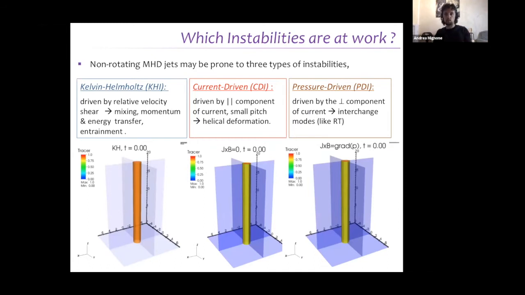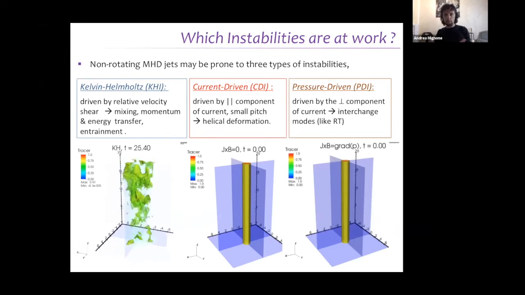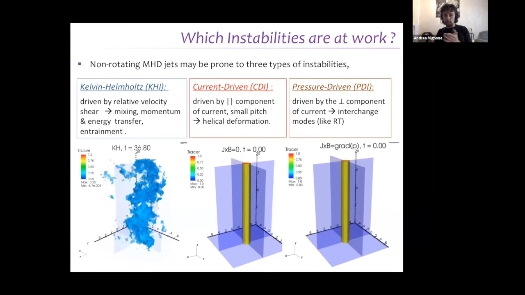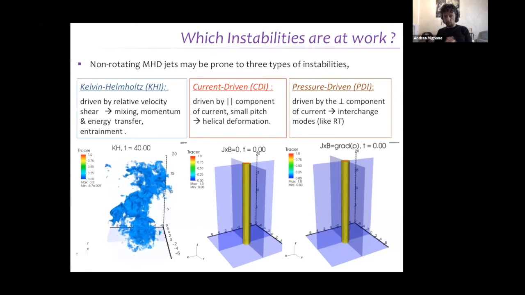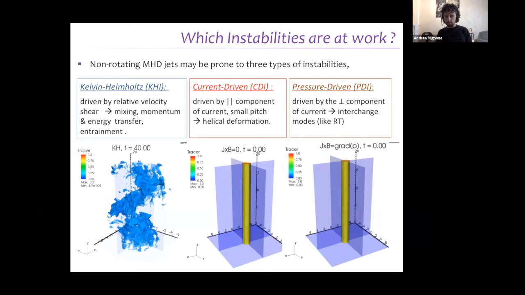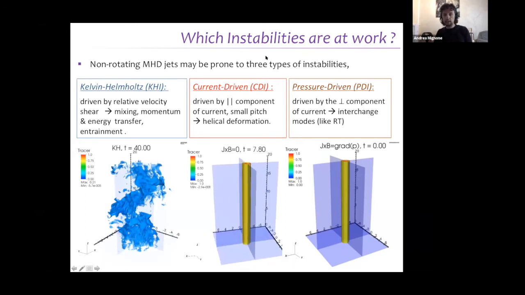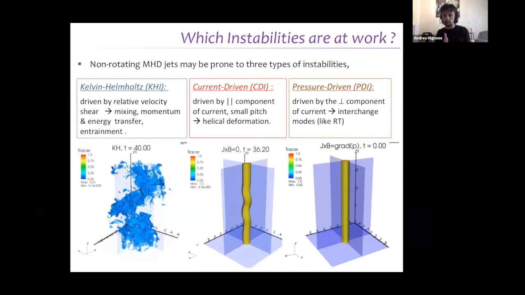Very broadly speaking, we can recognize three sets of instabilities. The Kelvin-Helmholtz instability, which is driven by the relative velocity shear and leads to mixing, momentum and energy transfer, entrainment, and possibly jet disruption. But that depends very much on the configuration you are studying. The current-driven instability, or CDI, is driven by the parallel component of the current. It exists mainly in those situations where the electric current is aligned with the magnetic field.